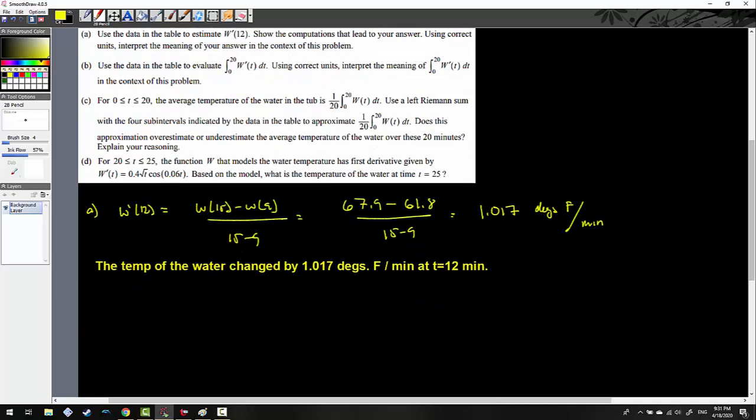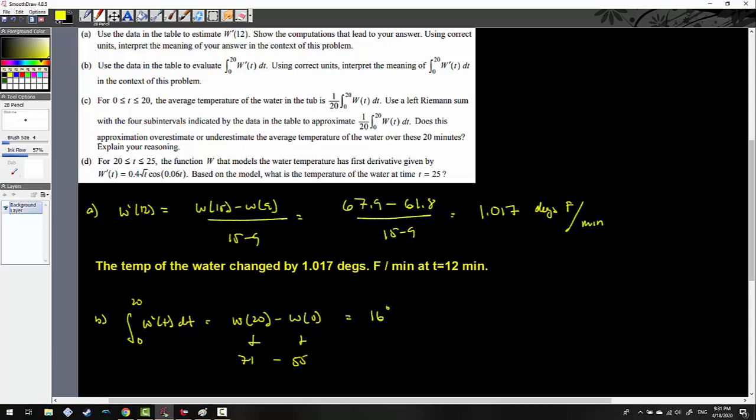It says, use the data in the table to evaluate the definite integral from 0 to 20 of W prime of t dt. So W prime of t dt. Okay, so we're going to evaluate this now. So using the first fundamental theorem, that would get me W of 20 minus W of 0. And what is W of 20 minus W of 0? Well, W of 20 is 71, and W of 0 is 55, and we're subtracting. That gets us 16 degrees.